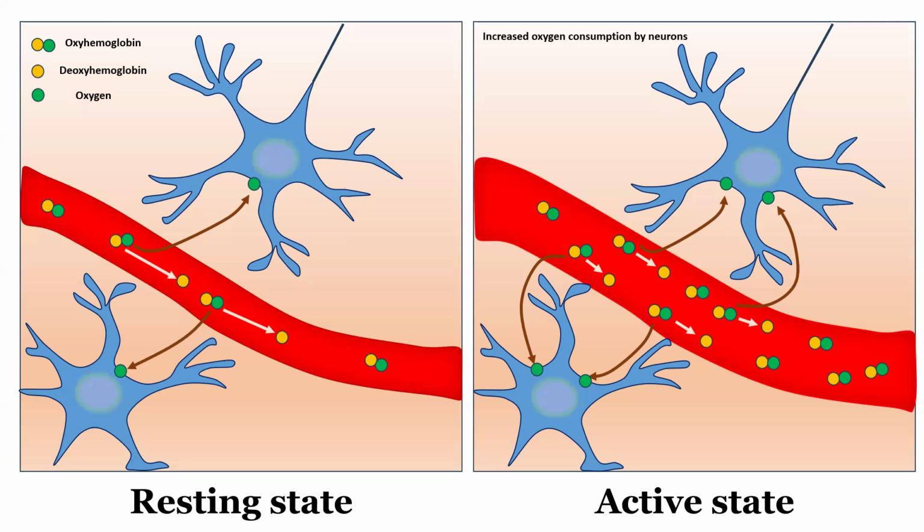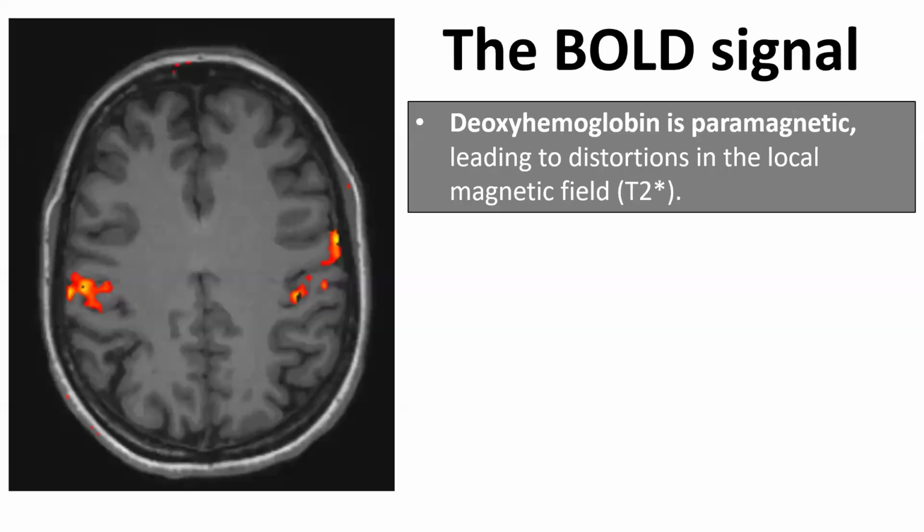So what do we get? An increased supply of blood, an increased flow of oxygen-rich blood, and an increased concentration of oxyhemoglobin, and as a consequence, a relative decrease in the concentration of deoxyhemoglobin. Now, deoxyhemoglobin is paramagnetic, so it will disturb the MRI signal, and this will be best visible on T2 star images. It will create distortions in the local magnetic field.